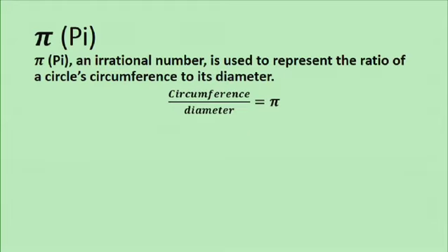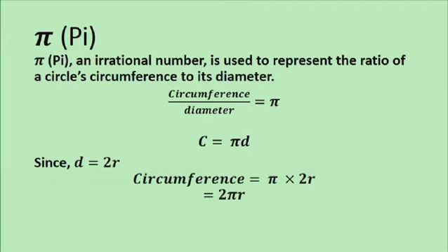Using this, we get the formula C is equal to pi multiplied by d, where C represents the circumference and d represents the diameter. Also, since d is equal to 2r, substituting d in this formula, we get circumference is equal to pi multiplied by 2r. Rearranging the terms, we get 2 pi r. The value of pi is 3.14 or 22/7.